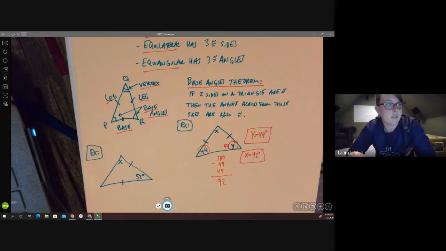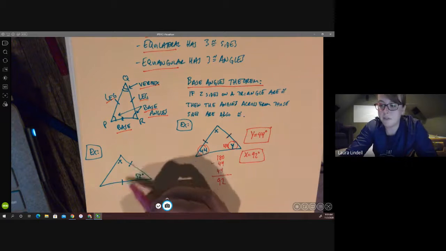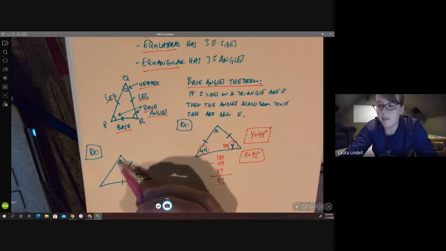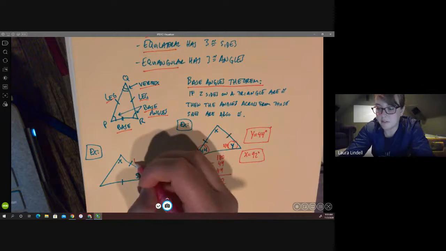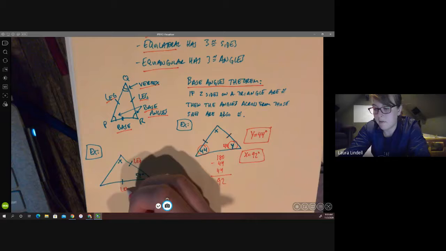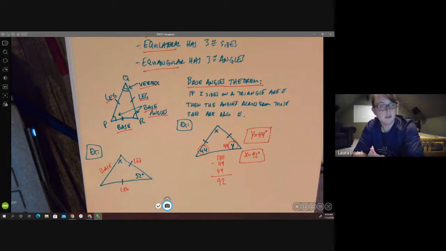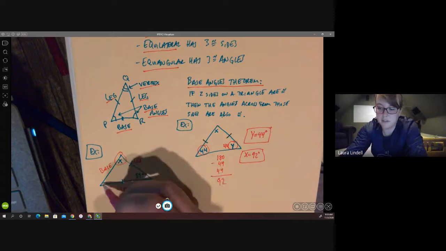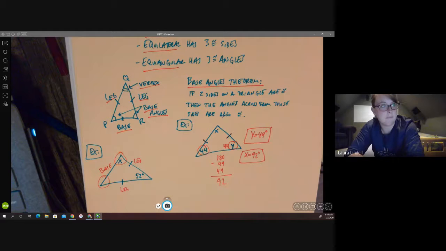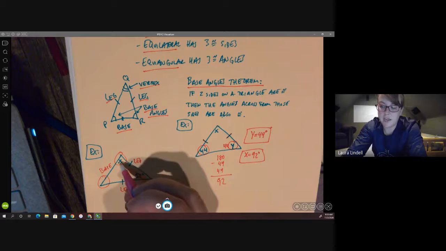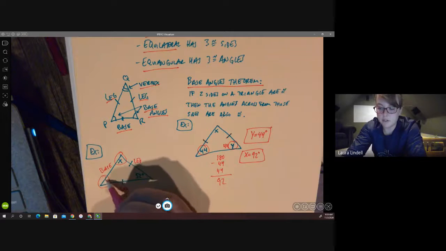Okay. So on this one, the picture's similar, but this time these two sides are the ones that are the same, and this one is different. So these are the legs, and this is the base. So that means that these two angles are the ones that are the same. So if this one is x, then this one is also x.